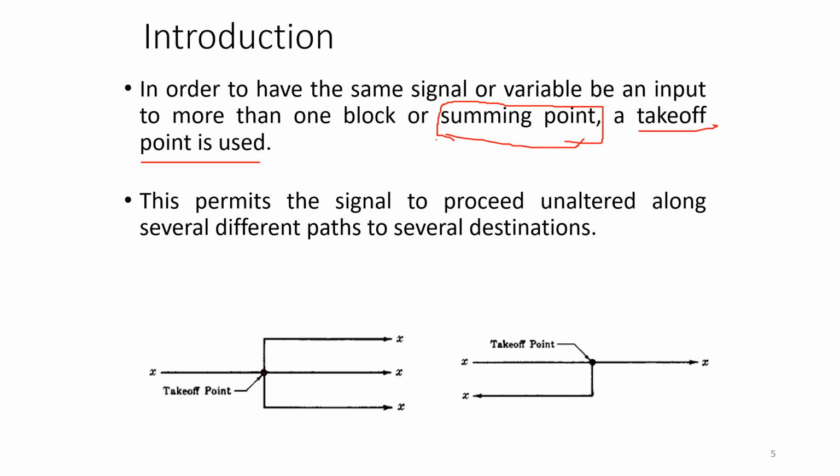Okay, so one value could be allocated for different branches or different elements like this using the takeoff point. It takes away the value from a particular point in a block diagram. So this permits the signal to proceed unaltered along different paths. So it can take any number of different paths and it can reach the destination. So that is the purpose of this takeaway or takeoff point. It is called a takeoff point or a takeaway point, one and the same.